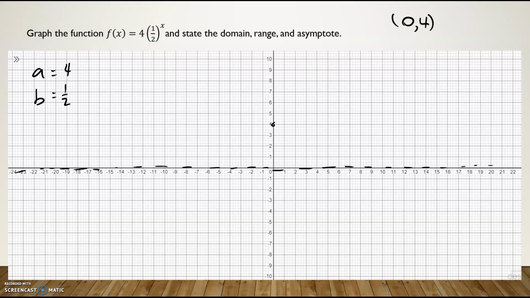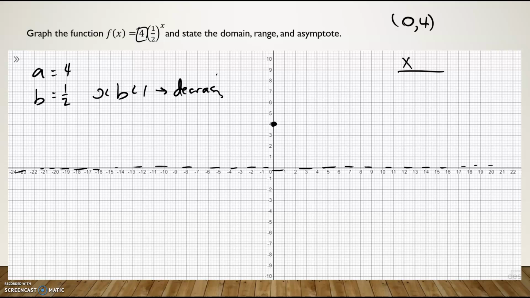Okay, 0, 4, so right here. Since b is 1/2, and that is between 0 and 1, we've got a decreasing function. Okay, now if we take the parent function, this 4 is affecting the y values, so we would take this 1 and multiply it times 4, but essentially we would get 0, 4 again, which they've already given us. Okay, so what you could do is you could have a table of values just to get maybe a couple more points.